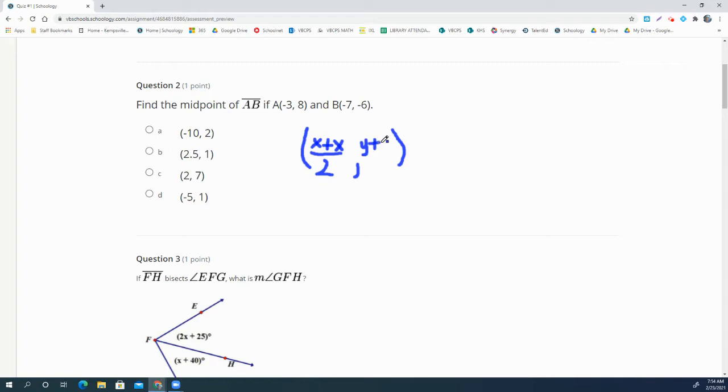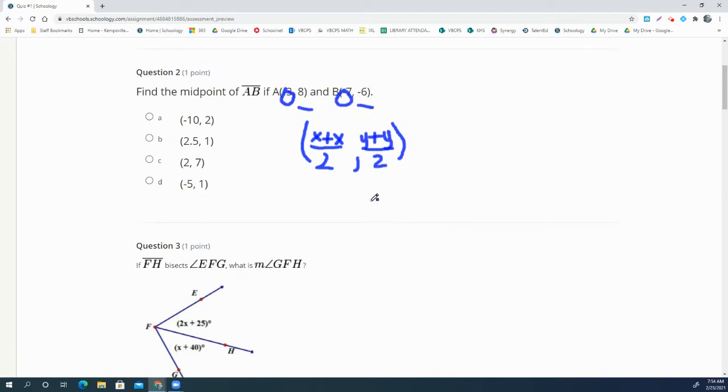If you need to use your notebook on the test tomorrow, use your notebook on the test tomorrow. Eventually, when you go to take the SOL in May, you'll need to know these formulas. But for right now, please feel free to look them up in your notebook. The more times you go back to look up the information in your notebook, the more you're going to remember it, okay? So x plus x divided by 2: we're going to add the -3 and the -7 and then divide by 2, and then add the 8 and the -6 and divide by 2.